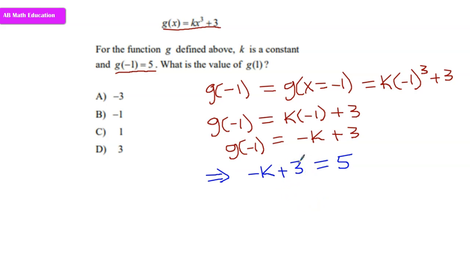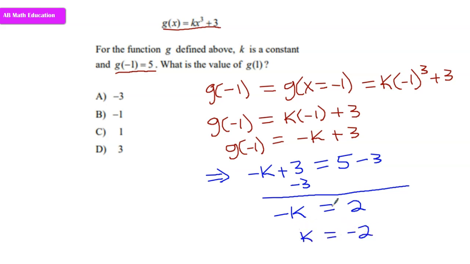So we want to find our k. We will send the 3 over here, or want to make it 0, so we subtract 3 here, and you repeat the same thing here. And that gives you negative k is equal to 2. But we are looking for k, not negative k. So we will divide both sides by negative 1, and then k is equal to negative 2. So you can go ahead and rewrite this expression as g of x is equal to negative 2x cubed plus 3, because now we know the value of k.